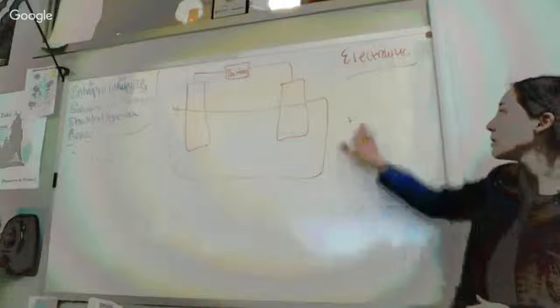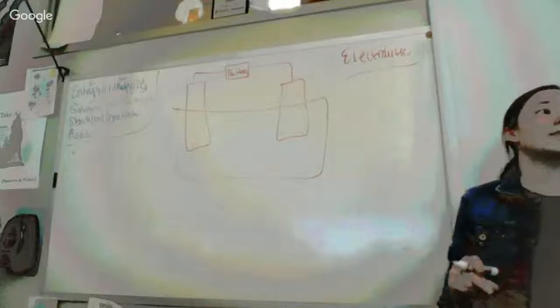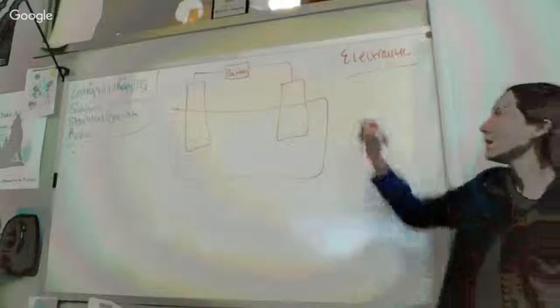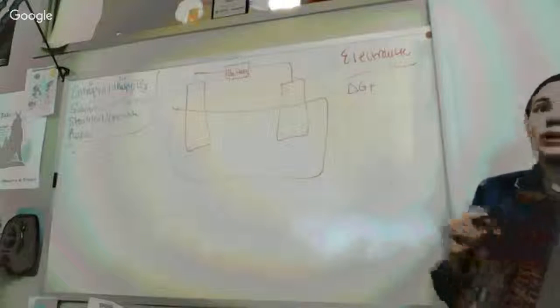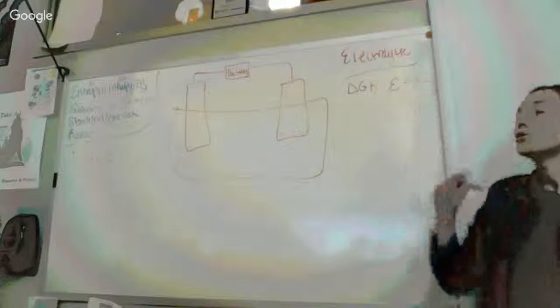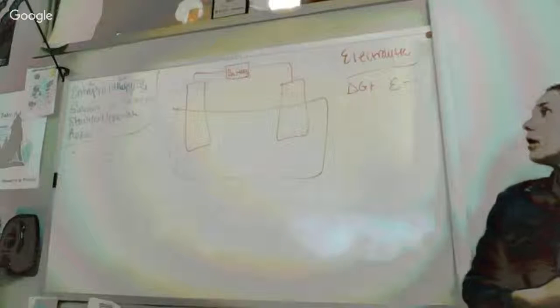A couple things to think about. Electrolytic cells, by definition, are not spontaneous, so my delta G has to be positive. In this instance, you're storing energy or using energy during this reaction, so your E value is going to be negative.